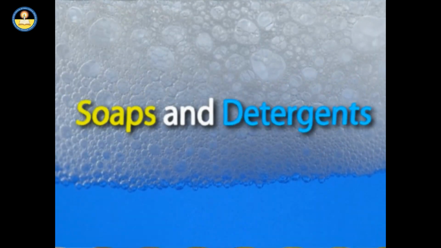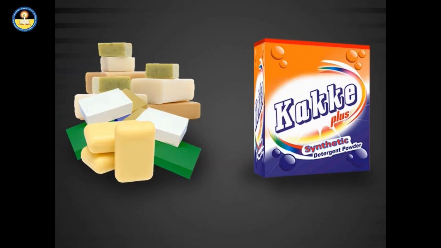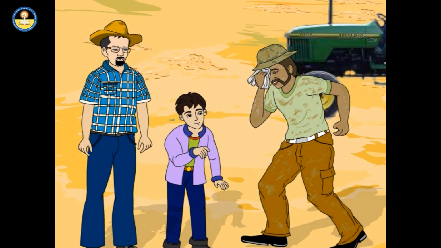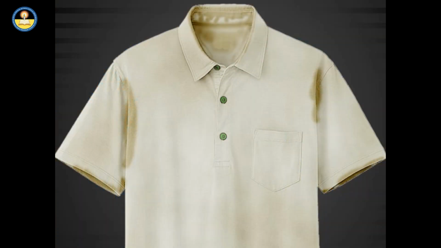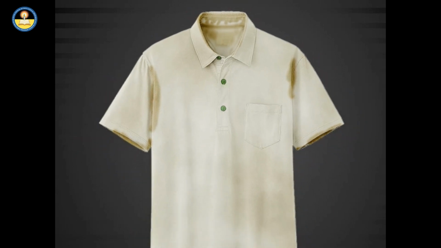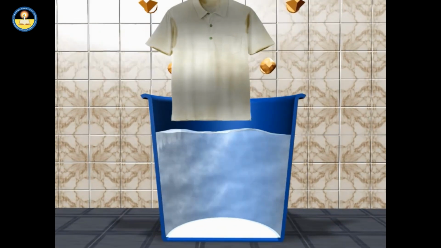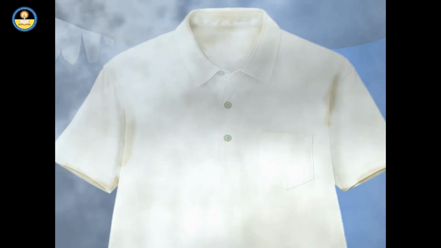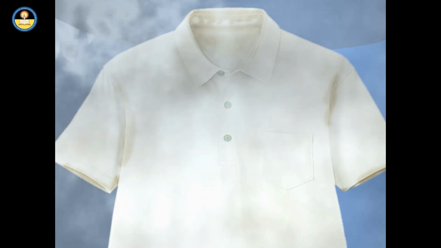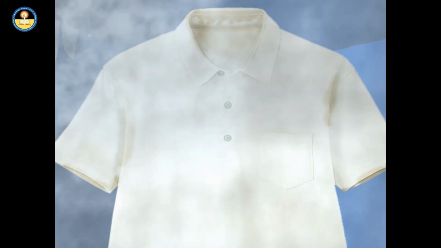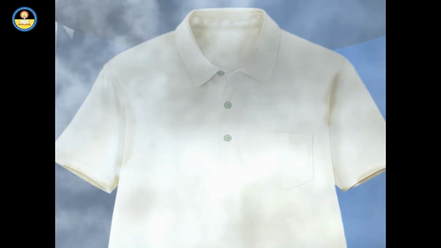Soaps and detergents. Soaps and detergents are used for washing dirty clothes. Our body secretes oil and grease which sticks to the clothes we wear. The oil or grease stains on the clothes attract dirt particles and make them dirty. It is not possible to clean these dirty clothes thoroughly with water, because oil and water repel each other and do not mix with each other.